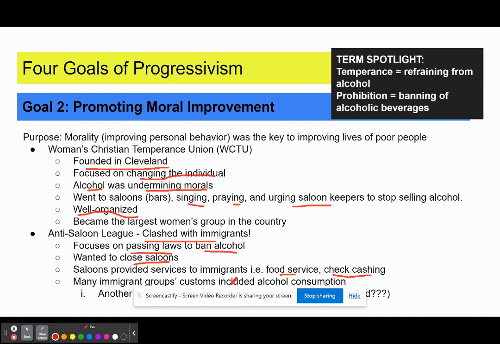So many immigrant groups also enjoyed drinking alcohol. So this was a little bit of, again, nativism, this idea that immigrants, because they partake in alcohol, may be less moral.